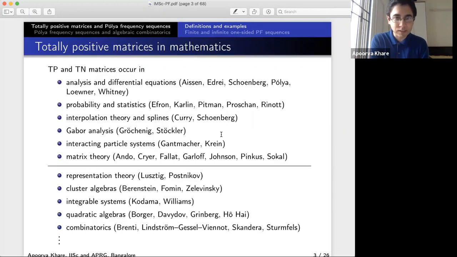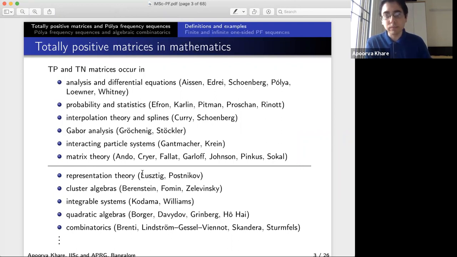So here are some areas, with maybe an artificial line drawn between analysis and algebra. I'm starting with the historical origins, if you will: various people, Polya, Schoenberg, their students, Loewner and his students, and so on. Karlin has worked on them. Efron and Karlin were colleagues at Stanford Statistics, for instance. They show up in splines, more towards the applied side, Gabor analysis, and matrix theory, obviously. So many, many people have worked on them.